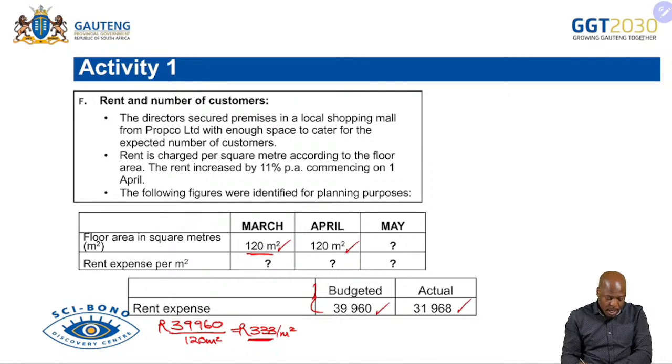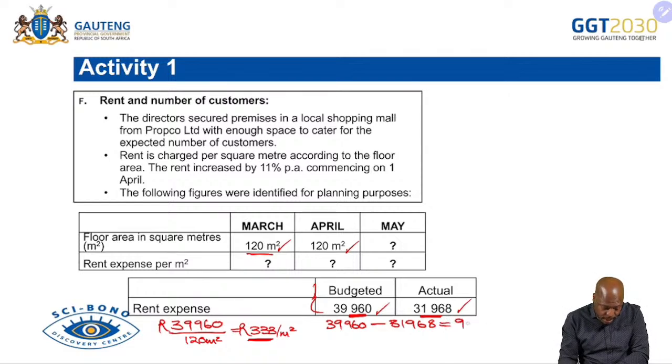All right. Now, if I look at my budgeted and my actual, I then see that my budgeted was 39,960, but my actual became 31,968. That means I have reduced my rent because I had budgeted 39,960 in my rent, but my actual became 31,968. That means my rent has decreased. By how much has that rent decreased by? 39,960 subtract 31,968.